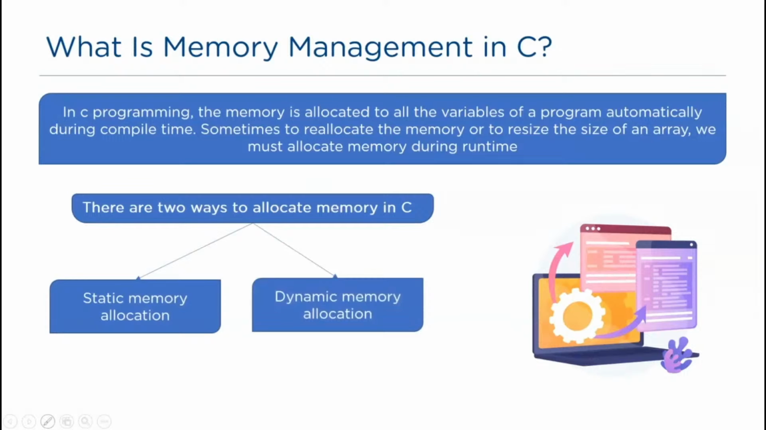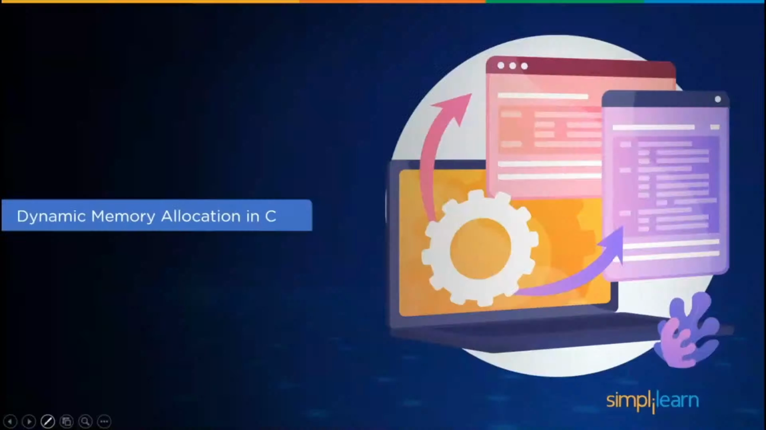In static memory allocation, the memory is allocated during compile time and a fixed size of memory will be assigned to the variables. Moreover, there won't be any change in the memory size and location. And in the case of dynamic memory allocation, the memory is allocated during runtime. So now let us try to understand more about dynamic memory allocation.